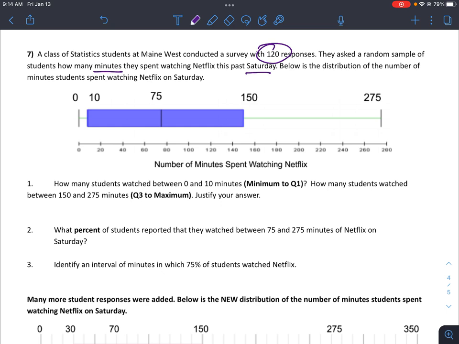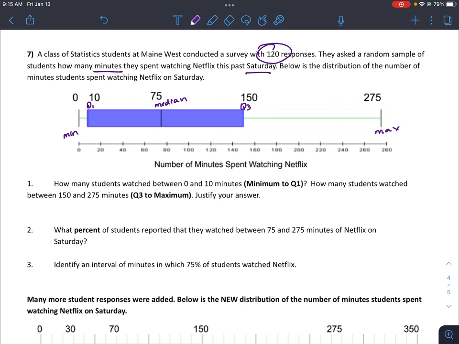So right now, this is just a box and whisker plot. There are no outliers that we see, so we're just going to call it a box and whisker plot. As far as I know, this is the min, this is the max, this is Q1, this is the median, 75 is at the median, and Q3 is at 150.